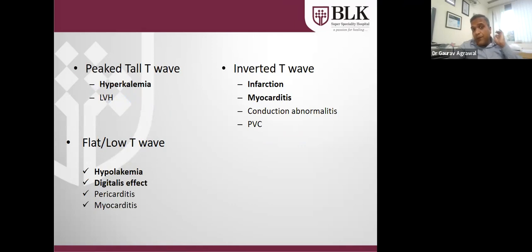The most common cause of a peaked tall T wave in the pediatric age group is hyperkalemia. An inverted T wave is generally not seen unless there are conduction abnormalities. A flat or low T wave is generally seen in hypokalemia and digitalis effect.